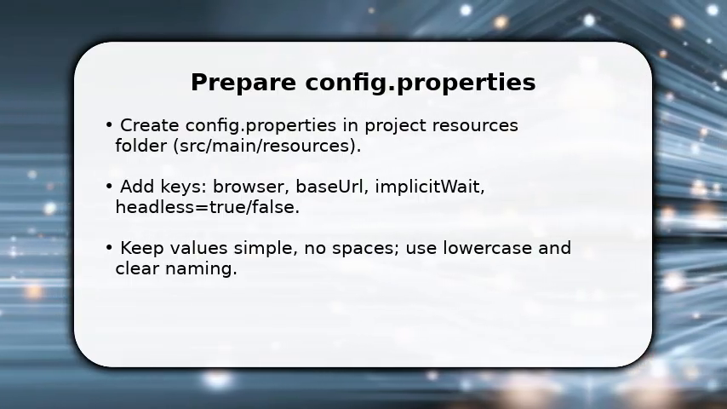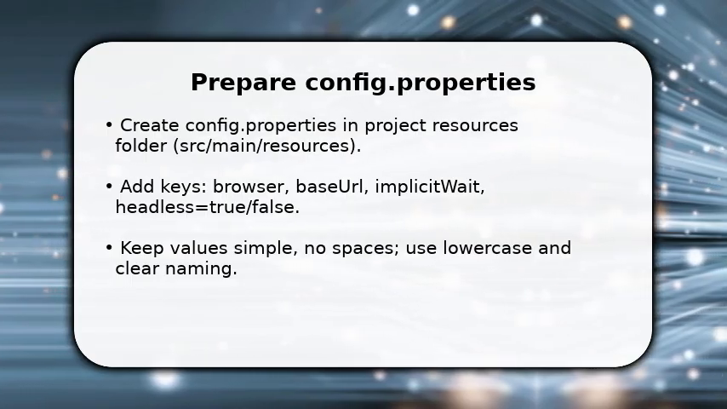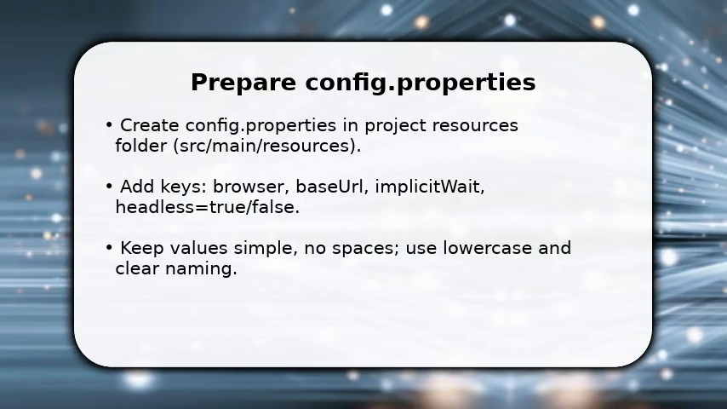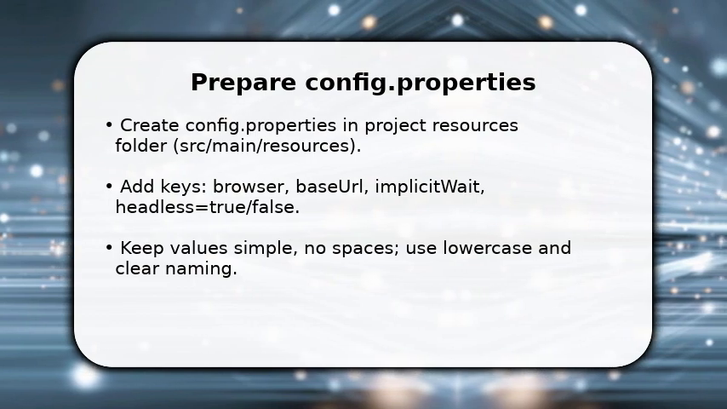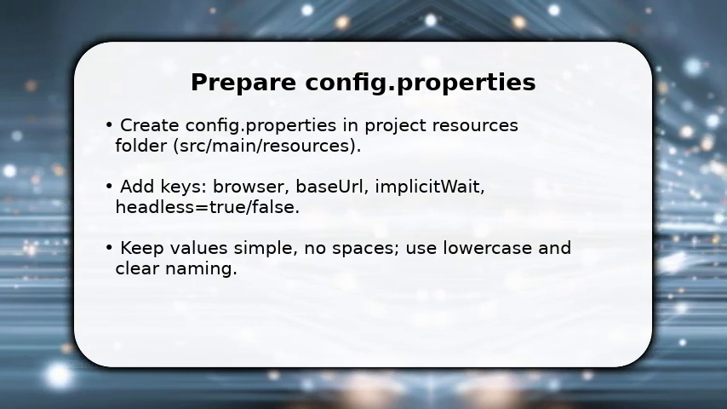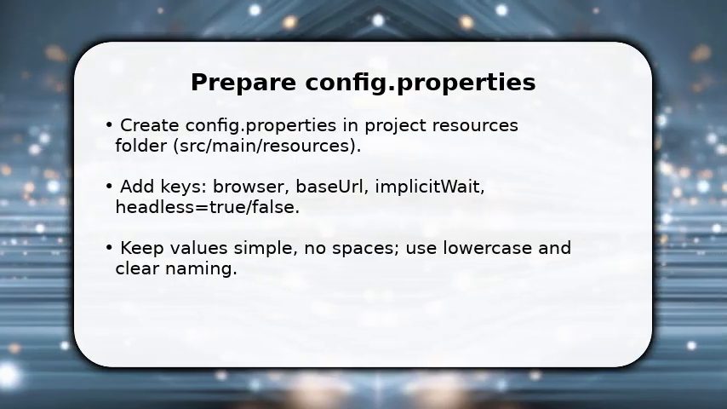Once done, make sure the file is on the classpath so your test runner can find it. You'll use java.util.Properties to read it at startup. This centralizes environment switches and prevents hard coding. From here, you'll wire the properties object into your WebDriver factory for the first actionable integration step.